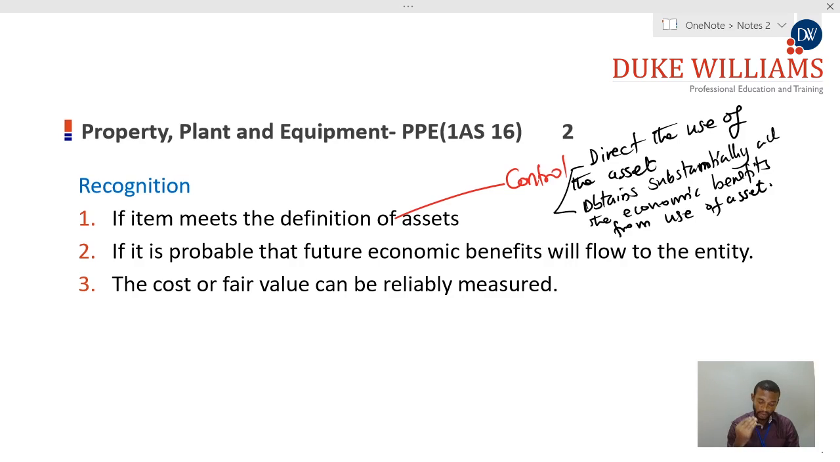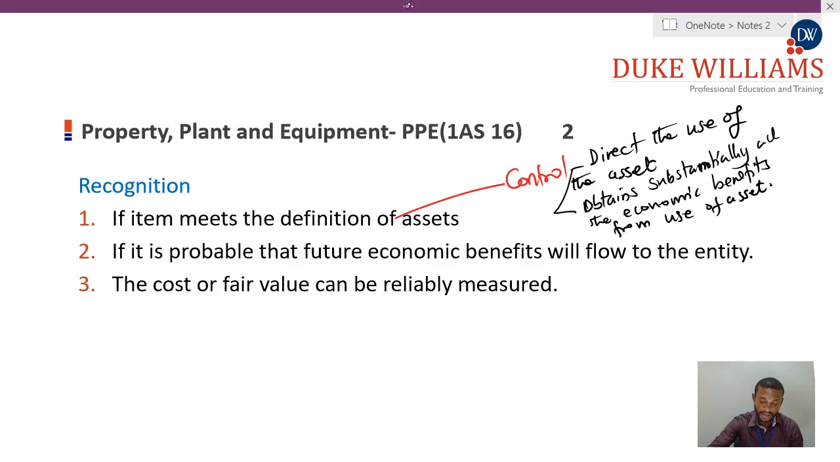So that is control. Now, the second criteria is that it should be probable that future economic benefit will flow to the entity, and we can reliably measure. We can reliably measure.